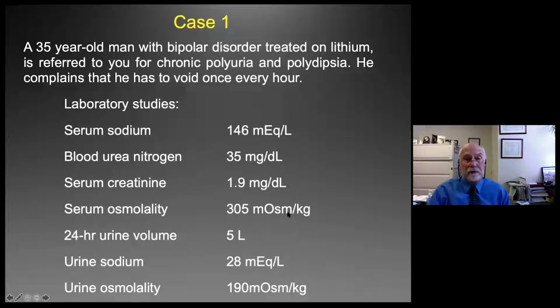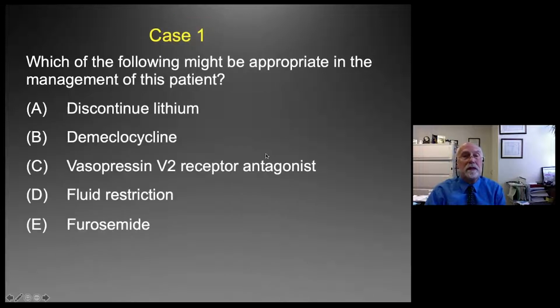This is a very common presentation in general practice as well as in nephrology. And the point of the question is to focus on the sodium disorders that we talked about in the basic discussion previously. So the question that you might see is, which of the following might be appropriate in the management of this patient? Would you try to stop his lithium if possible? Would you treat him with demeclocycline, a V2 receptor antagonist such as tolvaptan? Would you recommend fluid restriction or furosemide, a loop diuretic? I'll give you a moment to think about the choices, then I'll provide the correct choice and then some discussion.